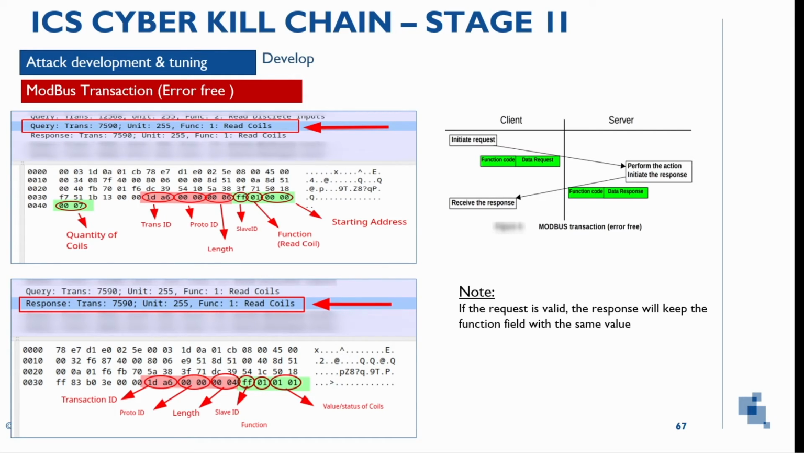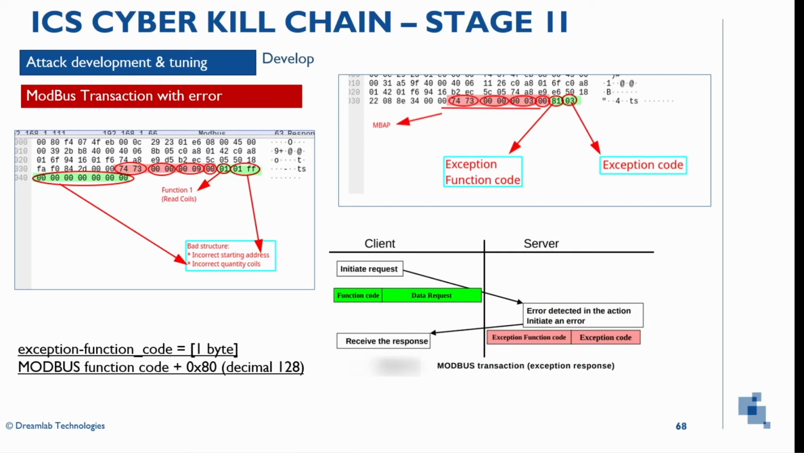If the request is valid, the response will keep the function field with the same value. So, for example, you can see here and here. But what happens when the request is not valid? For example, it contains an error. In this case, the answer will return 2 bytes reserved for 2 types of exceptions: exception function code and exception code.